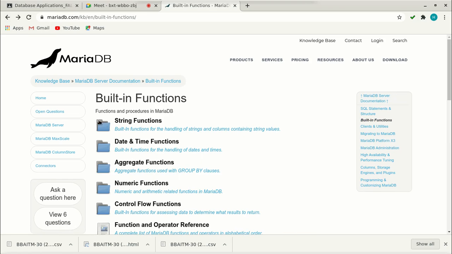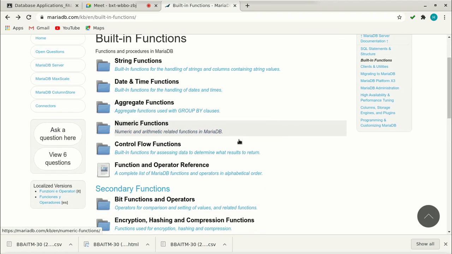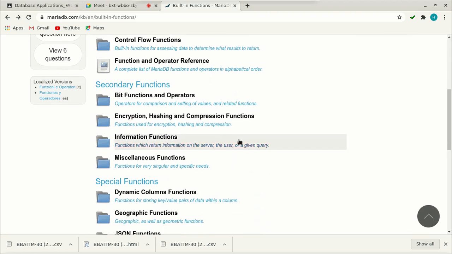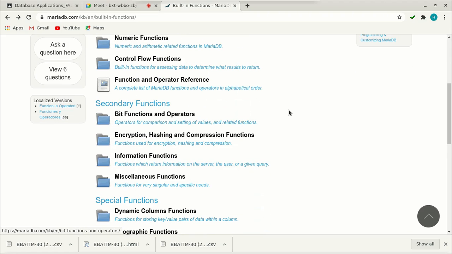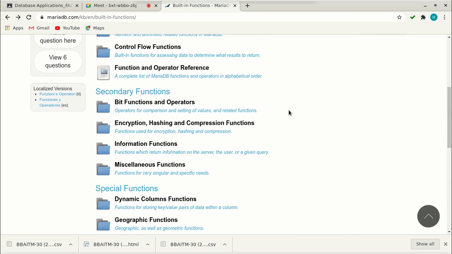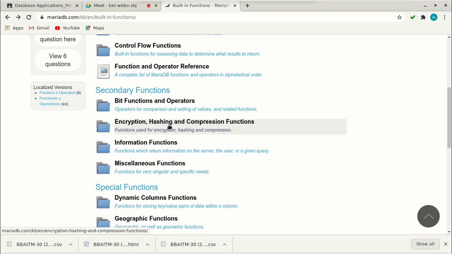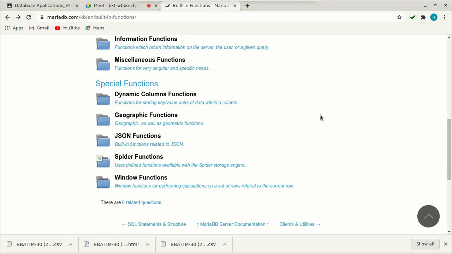So with this our built-in functions are done. I am skipping the rest because as you can see there is a huge list of functions. These are secondary functions, bit functions, encryption and hashing functions, information functions. These functions are used to create packages like phpMyAdmin because they return the information about the database, about the server, about the columns and so on. Anyway, these are geographic functions. They are used if you are making a GIS system, a geographical information system.